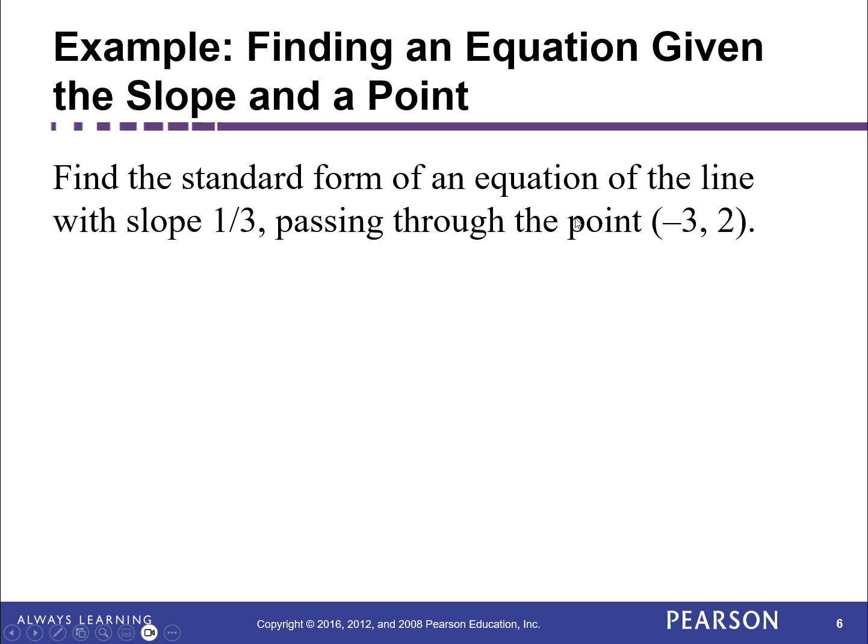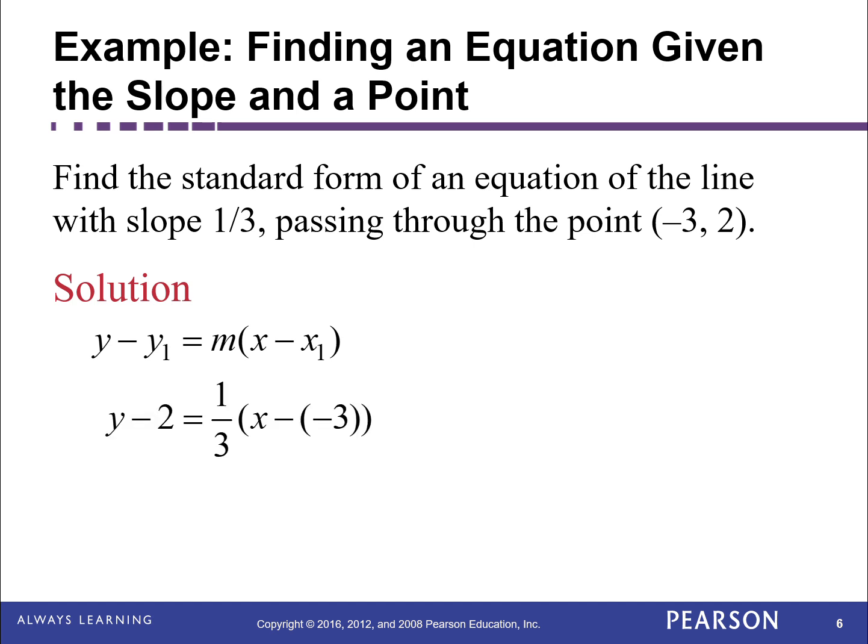The line with slope 1/3 passing through the point (-3, 2). Okay, so here we have y minus y1 equals m times (x minus x1). What we're going to want to do here is, this is your x1, this is your y1. So we're essentially plugging these points into this point-slope form.